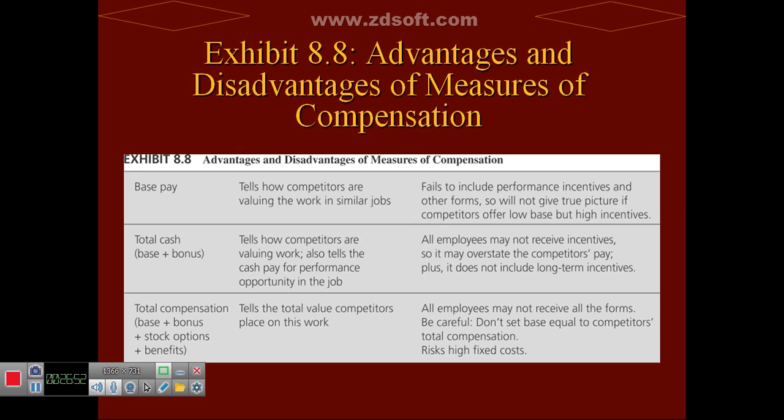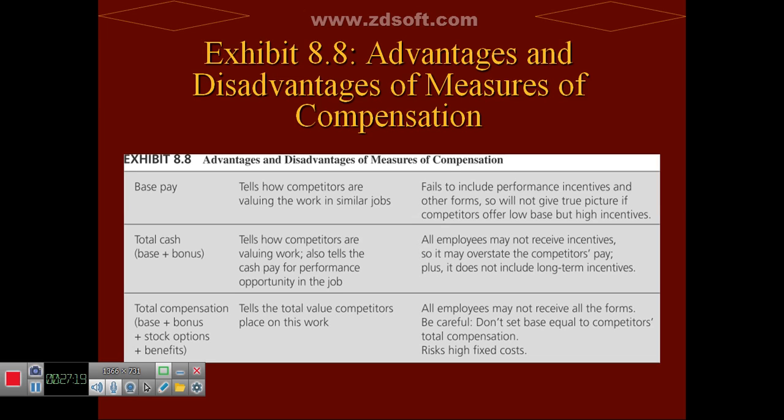Total cash. If this component of compensation is considered for measurement or survey, it includes the base plus bonus. The advantage of including total cash, that is base plus bonus, in the survey is that it tells how competitors are valuing work. It also tells the cash pay-for-performance opportunity in the job.